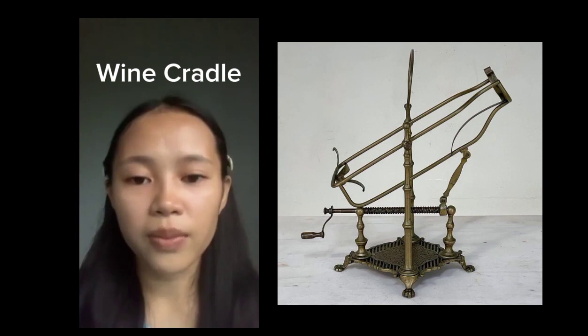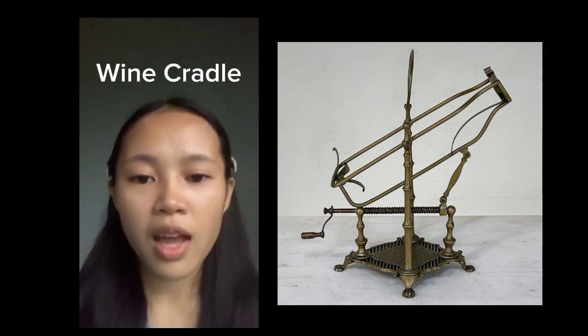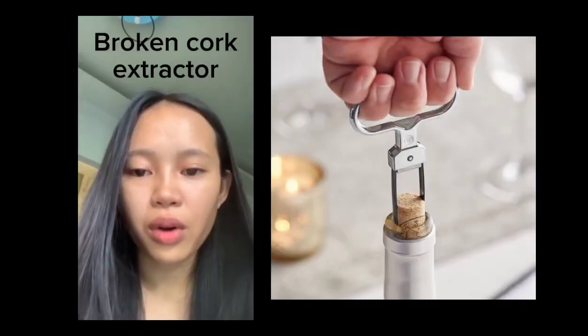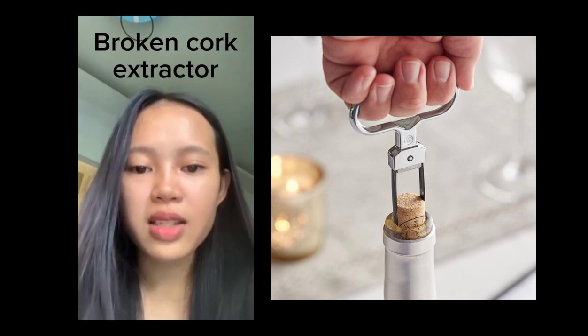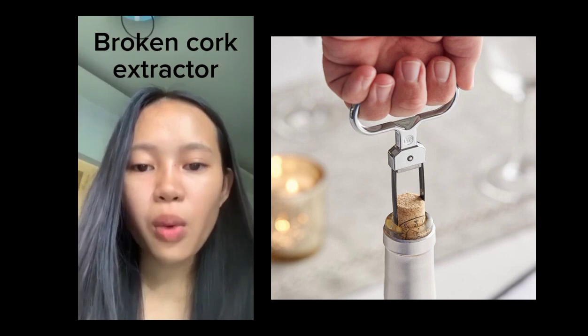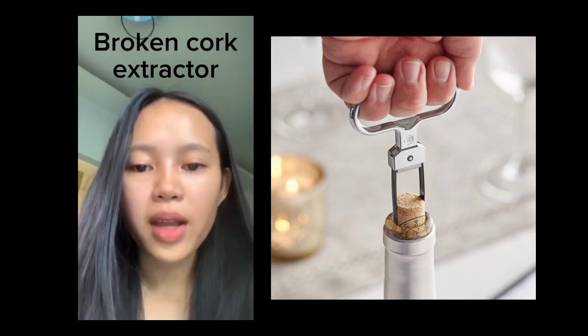Wine cradle is a wine holder designed to transport wine as vibration-free as possible without compromising the position, also used for decanting and decorative purposes. Broken cork extractor. This little gadget is excellent for removing old, damaged, crumbling corks from any type of wine bottle.